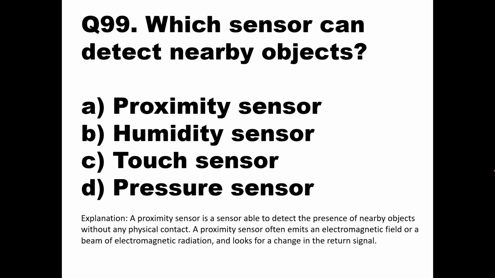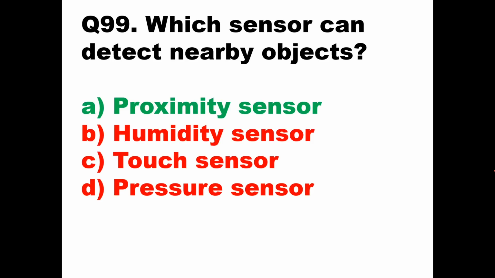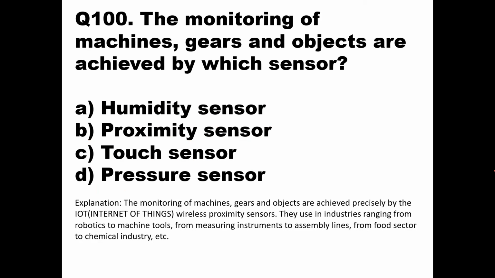Which sensor can detect nearby objects? So here the answer will be proximity sensor. Now these are sensors which emit electromagnetic field or a beam of electromagnetic radiation or any infrared type of radiation. It will send it and it will see what the return signal is going to give. If the return signal is going to give some changes, then it will detect the object within that area. Clear? So this is the proximity sensor which does that, and which does without physically touching the object, it will detect the nearby object. So here answer A will be the right answer. Which sensor can detect nearby objects? The answer is proximity sensor. Then we'll go to the next question, question number 100.